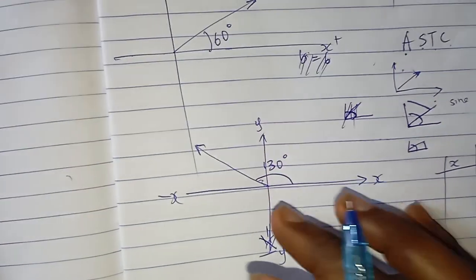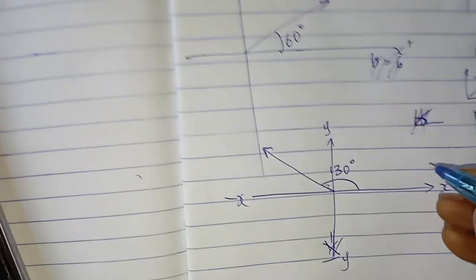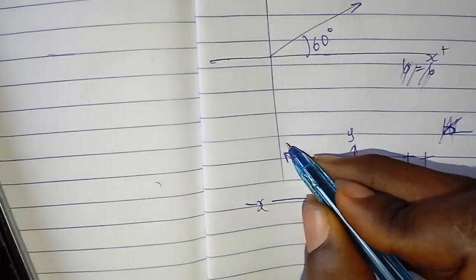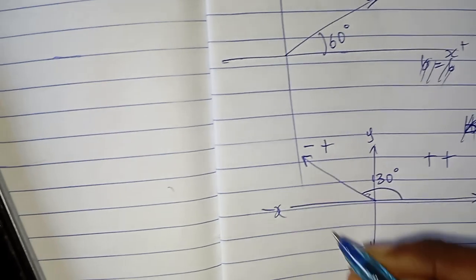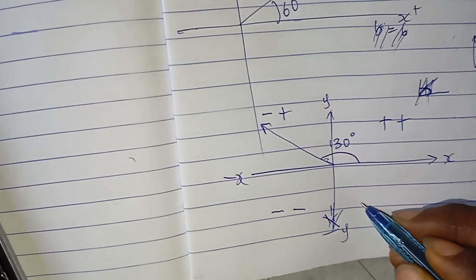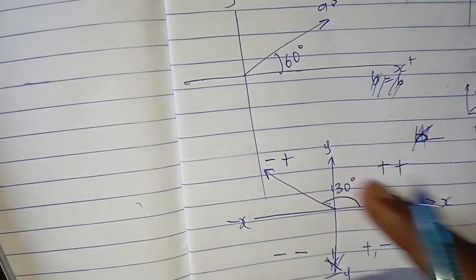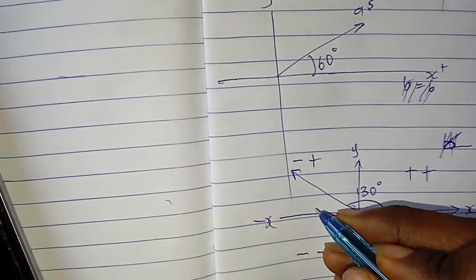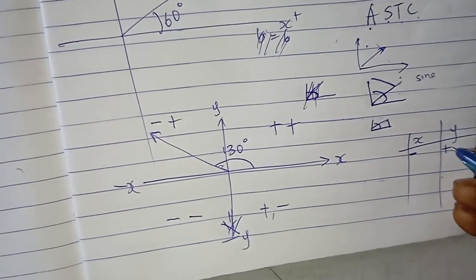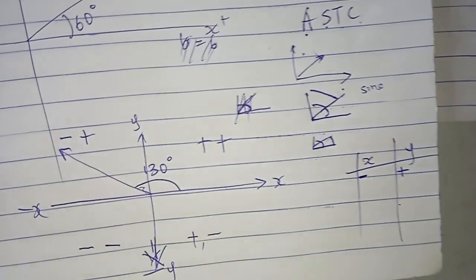Whatever angle I'm given, I always pay attention to the quadrants. I remember that in the first quadrant x and y are plus; in the second x is minus, y is plus; in the third x is minus, y is minus; in the fourth x is plus and y is minus. So if I want to use this 130 given to me, notice that it's more than the first quadrant, so it falls here. I'll just do minus here, plus here. I've done this in my previous video.